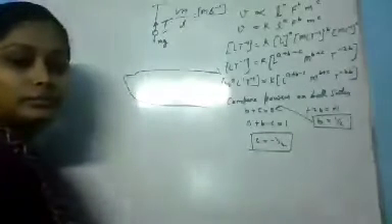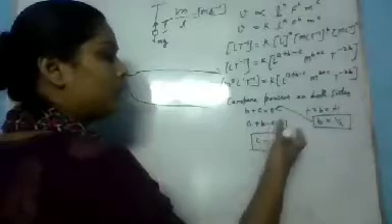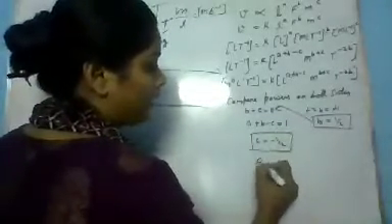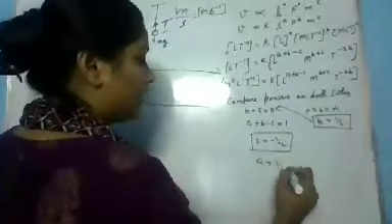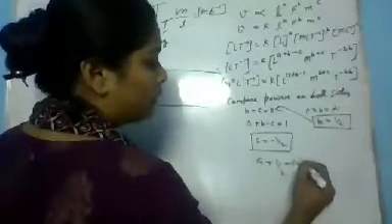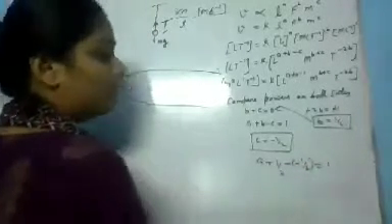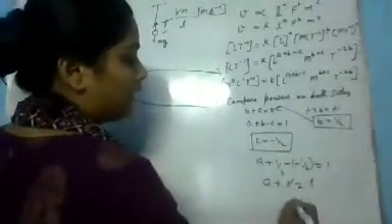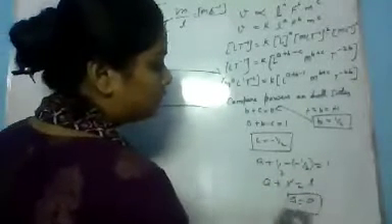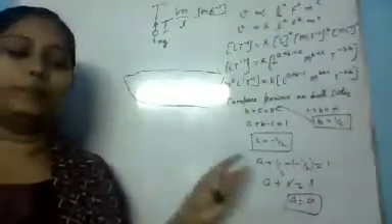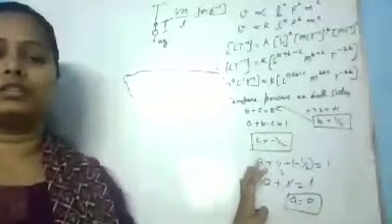Is that clear? Now we can put the value of B and C in this equation and we can find out the value of A. A plus 1 by 2 minus minus 1 by 2 equals 1. So A plus 1 equals 1. 1 and 1 cancel. What value of A came? 0. Value of A, B and C. All values are clear? Simple mathematics, nothing much.